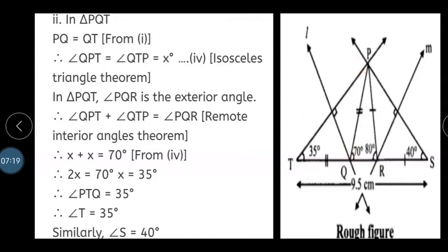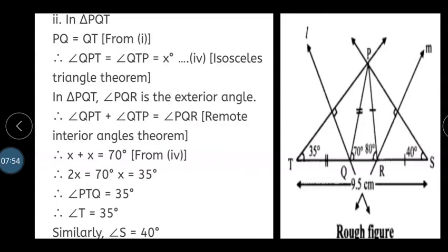So here PQ and QT are equal. That is from 1. Now let's give angle QPT and angle QTP as X, that is isosceles triangle theorem, and give it as equation 4. In triangle PQT, angle PQR is exterior angle. Therefore, angle QPT plus angle QTP is equal to angle PQR. Reason, remote interior angle theorem.